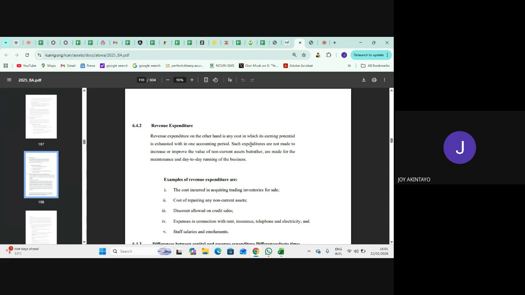So we now have the features of revenue expenditure. What are the features of revenue expenditure? Revenue expenditure, on the other hand, is any cost in which any potential is exhausted within one accounting period. It is expected that the cost we incur on this asset is exhausted within 1 year. So such expenditures are not made to increase the value of non-current assets.